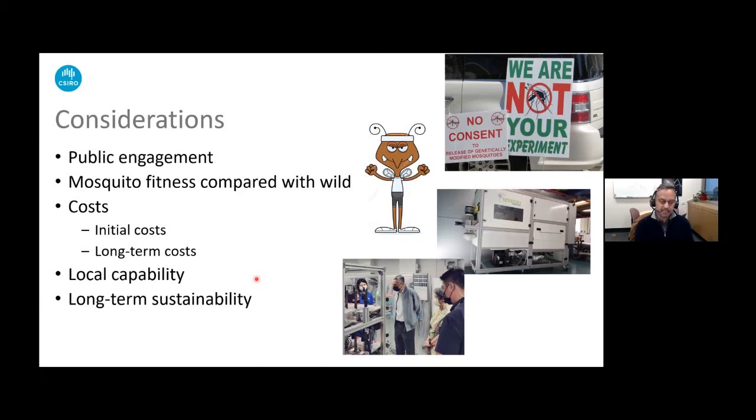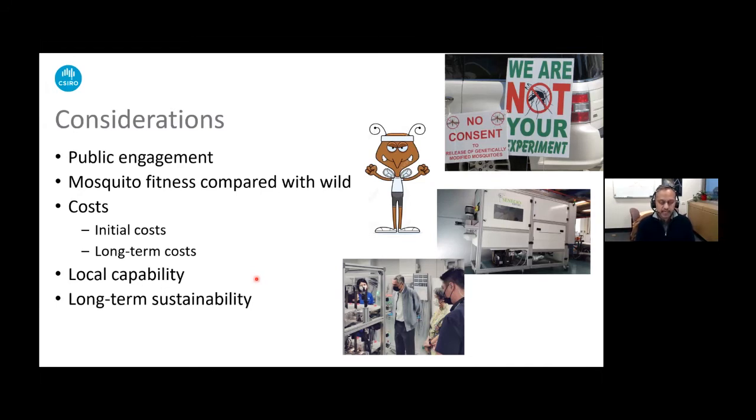Another thing to follow up is mosquito fitness compared to wild. Some initial experiments and some field releases done by Oxitect found that the mosquito was not as fit as the wild mosquito, which reduces its capacity to drive this gene into a population.